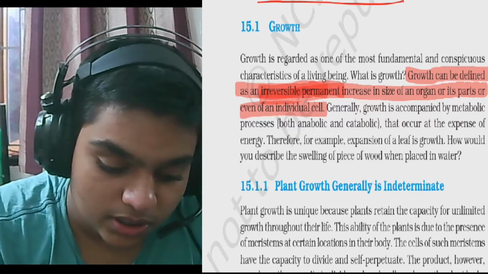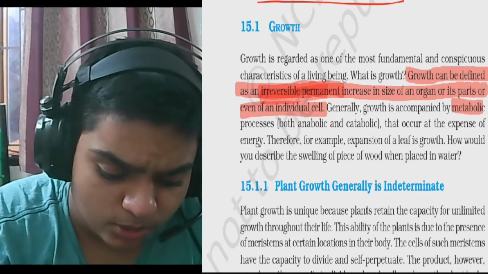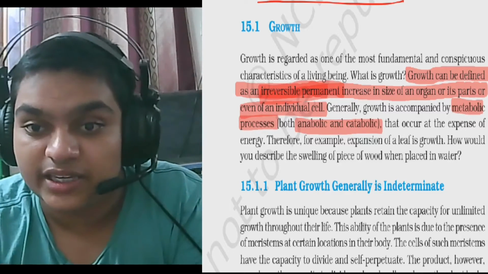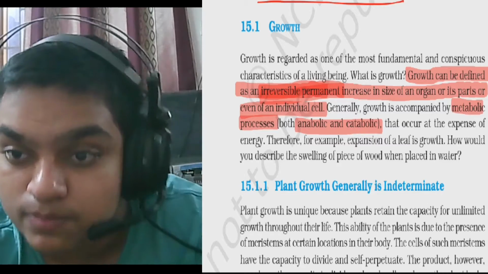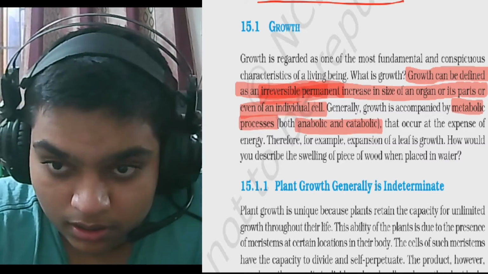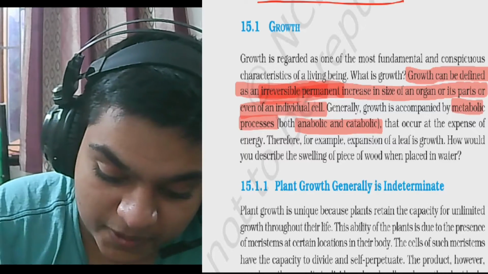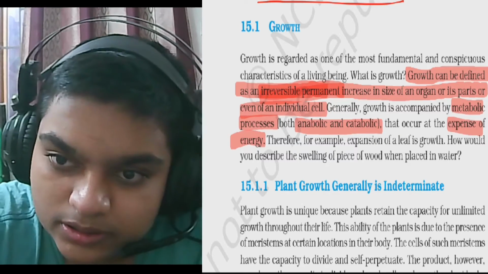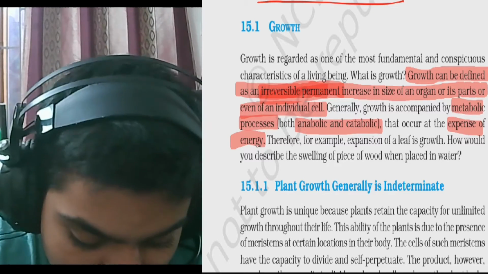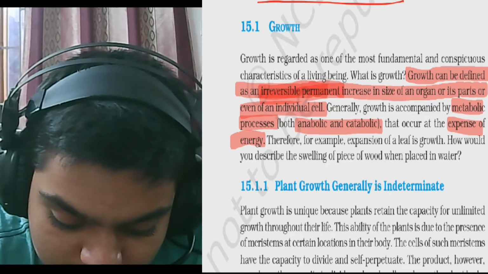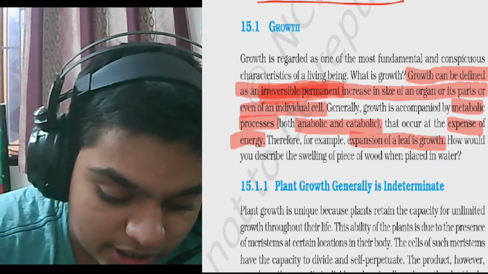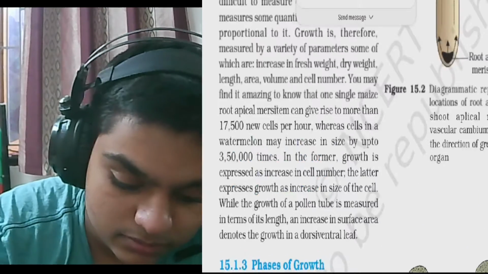This growth is a metabolic process involving energy consumption and also energy breaking. Catabolism and anabolism both occur at a time, at the expenditure or release of energy. For example, expansion of a leaf is growth. See, we have a diagram in our NCERT.